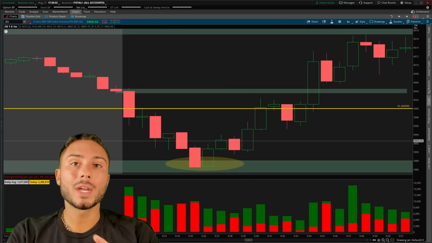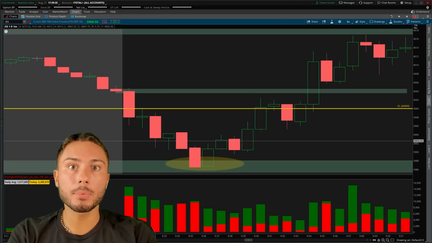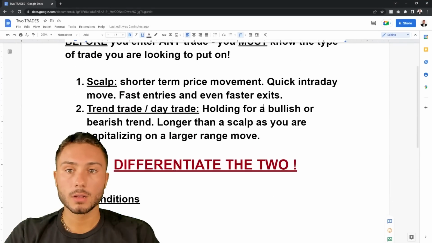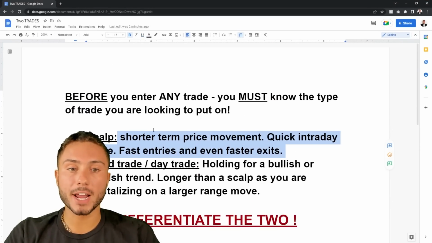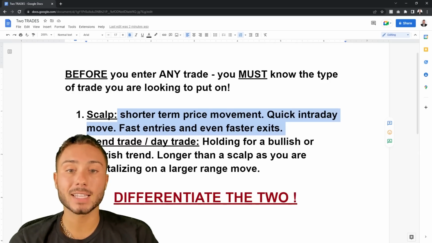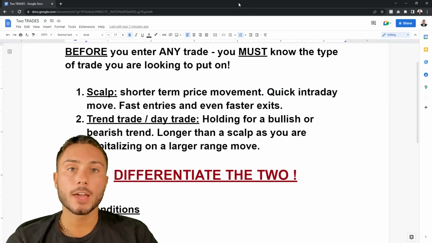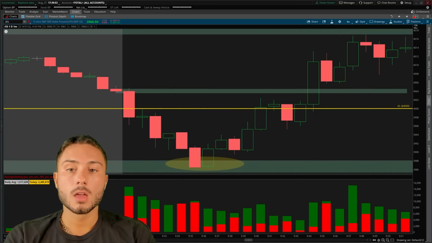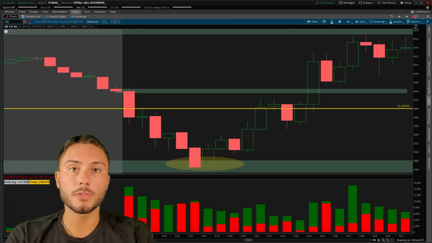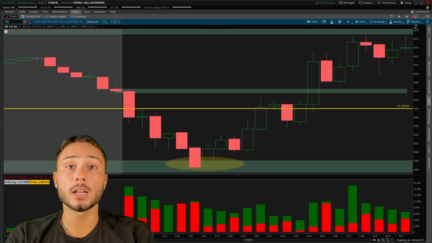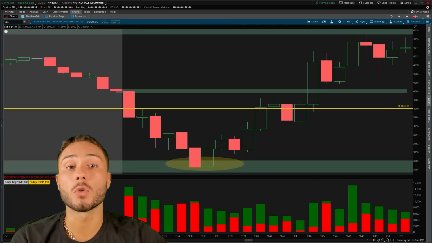With scalping, we need to have tighter stop losses and tighter targets. Remember the definition I explained earlier: we're getting short-term price movements, quick intraday moves, fast entries, and even faster exits. If we are scalping, this is key, tight stop losses and tight targets. You want to ensure yourself that if you are wrong, you're going to protect yourself. And if the market makes a move for a quick scalp with increased volatility, we're capitalizing and we're taking profits off the table to make it a stress-free trade with a quick movement. It's all about repeating that process over and over.